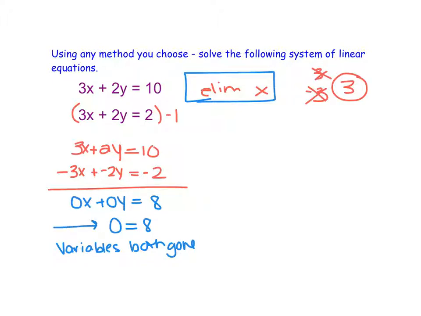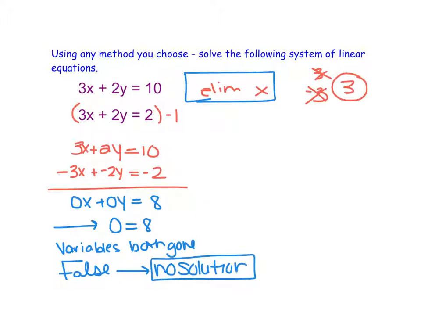And if I look here at this statement, 0 equals 8 is a false statement. So if you are solving a system and you end up with both of your variables eliminating or disappearing, and you're left with a false statement, this is a situation where we have no solution.